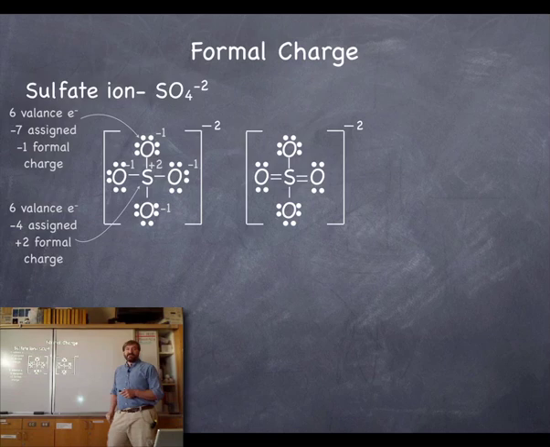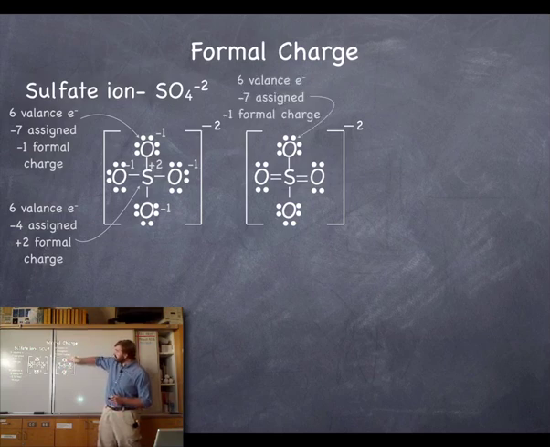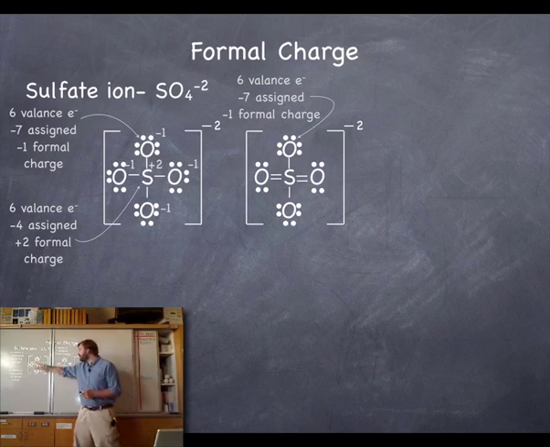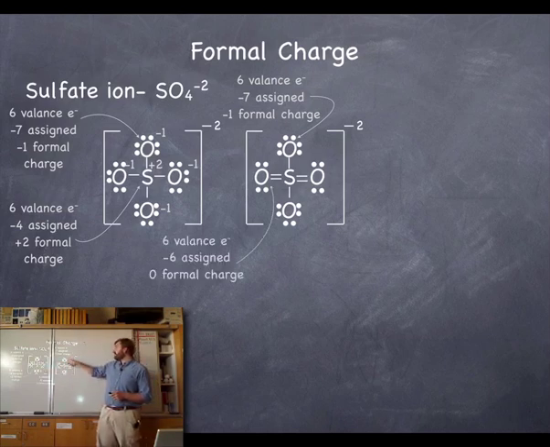In this structure, we have 2 different oxygen atoms. That's the change we made. We used some of these lone pair electrons to form additional bonds. This oxygen on the top is still the same. It's got normally 6 valence electrons. We've assigned 7 to it. It's exactly the same as this one. It has a formal charge of -1.